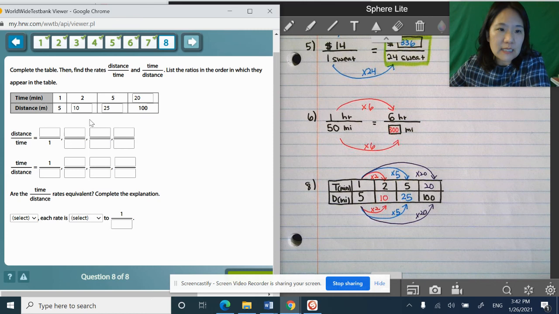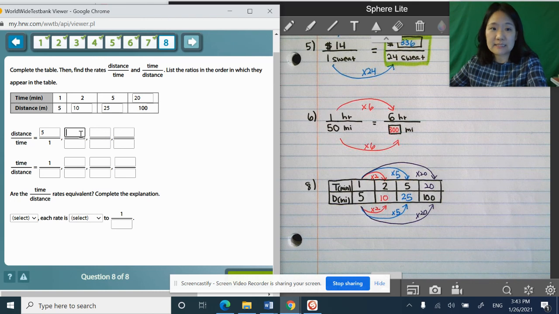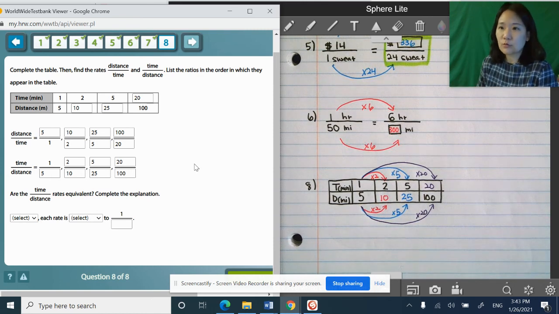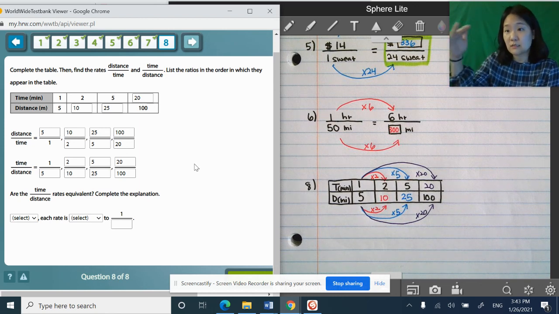If I were to write all of these ratios but put distance on top, time on the bottom, I'm going to have to flip these. So 5 over 1, and then I need to be consistent. The next one will be 10 over 2 instead of 2 over 10, then 25 over 5, and 100 over 20. For the next one, since it's time over distance, I just need to copy 2 to 10, 5 to 25 and 20 to 100. This is an important lesson to remember: the order matters. If it says distance over time, you do distance to time. If they want time to distance, time goes on top, distance on the bottom.